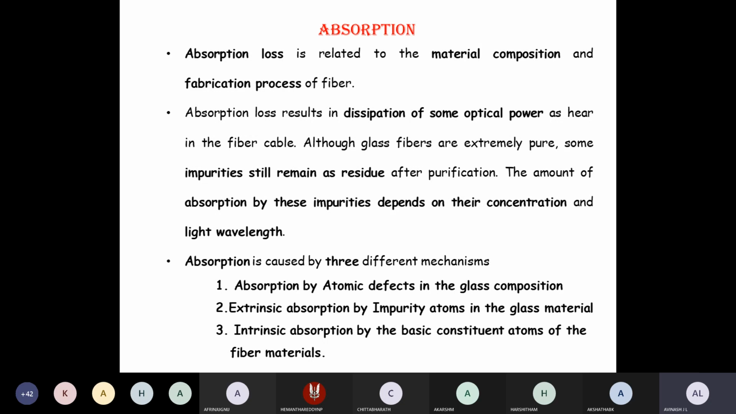So now absorption is caused by three different mechanisms. Okay, absorption, now we can make a note of it. Absorption is caused by three different mechanisms. The first one is absorption by atomic defects in glass composition. Whatever we consider is made up of atoms, so if atomic defects are there in the glass composition, absorption is going to happen. That is the first reason you can write: absorption by atomic defects in the glass composition.